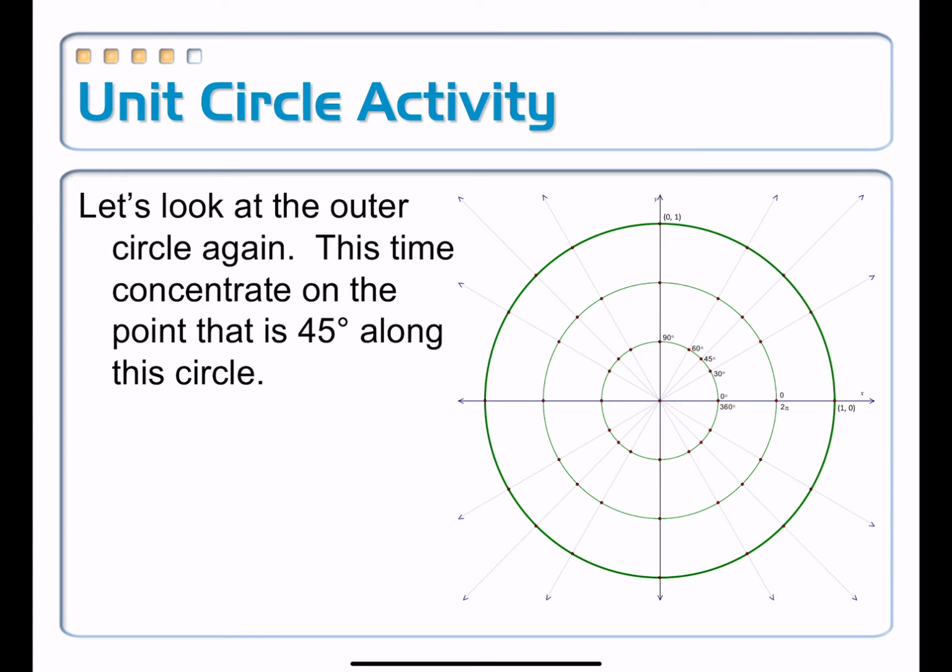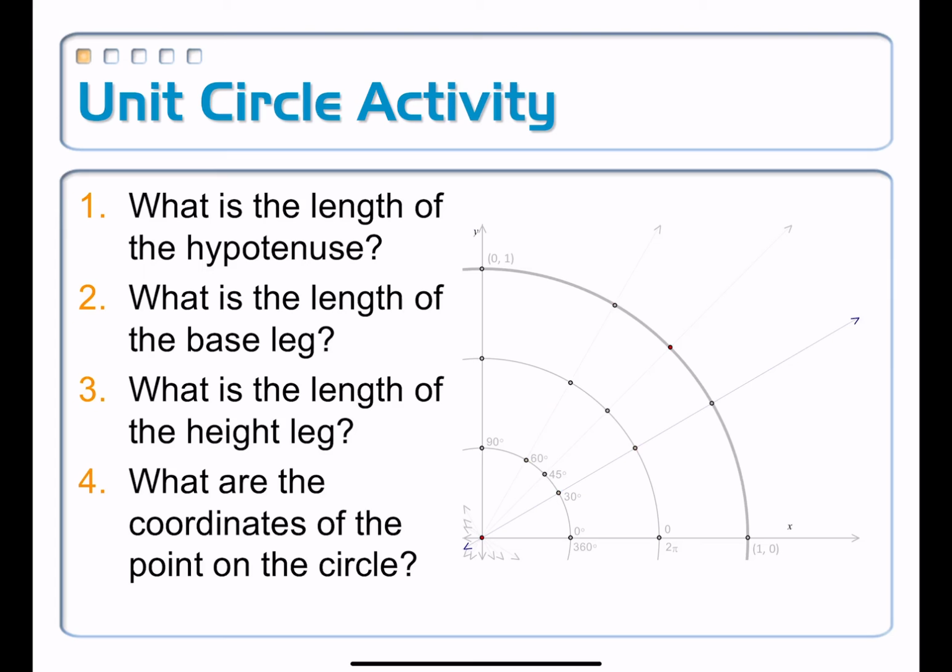This time we're going to concentrate on the 45-degree angle. So on the 45-degree angle, we're going to do the same thing. We're going to zoom in. If I wanted the coordinates of this point, I need to trace out a right triangle.